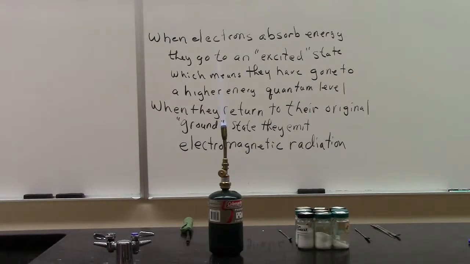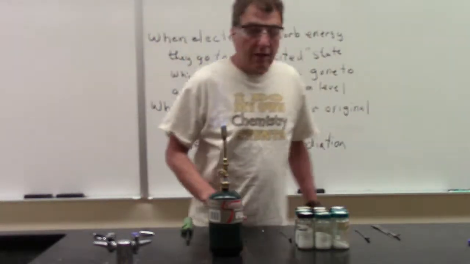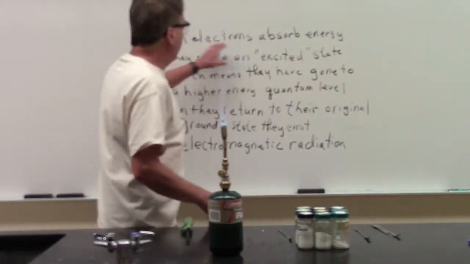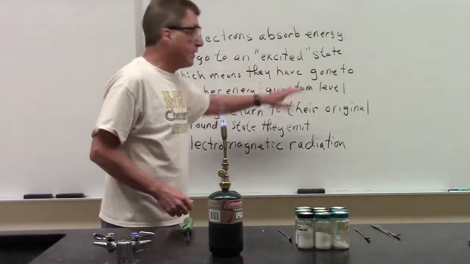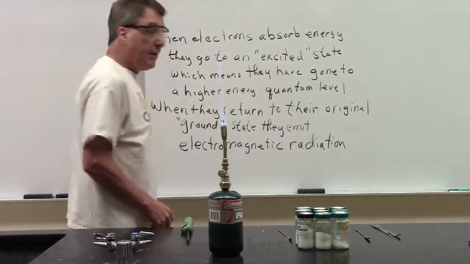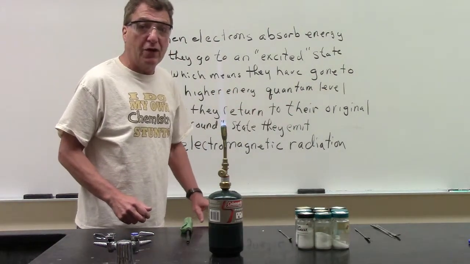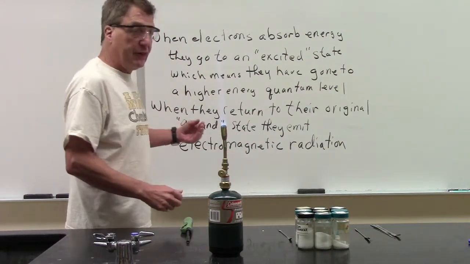Today we're going to look at the emission spectra of some elements. When electrons around an atom absorb energy, they go to what we call an excited state, which means they've gone to a higher energy quantum level. Okay? But they can't stay excited for very long, virtually instantaneous. They come back to what we call the ground state, their original state.